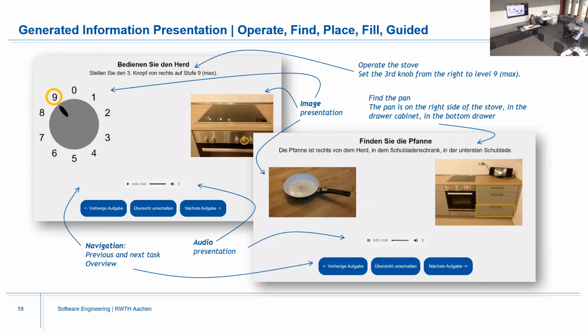We also have navigation options, so you can navigate to the previous and next task, and you can switch to an overview, and you can also have an audio presentation, so that you can read the text which is shown here. And as I said, none of these texts is in the system as it is right now. So the sentences as they are here are really taken out of the models and put together into fully functional working sentences out of model information that we have in the system.